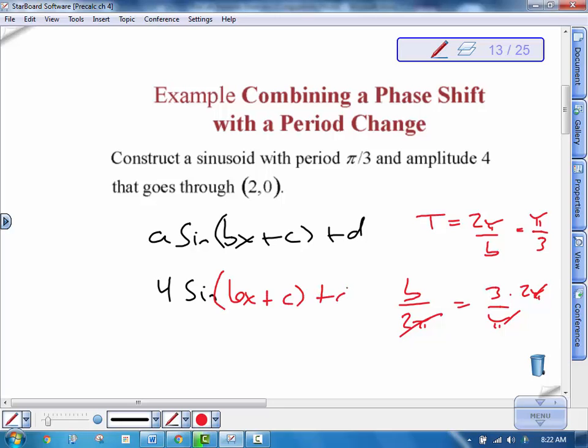plus c plus d. Now this thing says it has a phase shift and a period change, but it doesn't say it's been shifted up or down at all. And it hasn't because it goes through the point (2, 0). So there's going to be no d, there's going to be no vertical shift. What we can do now is use the ordered pair that they gave us to find c. So if we plug in 0 for y, and if we plug in 2 for x, we can then find c.